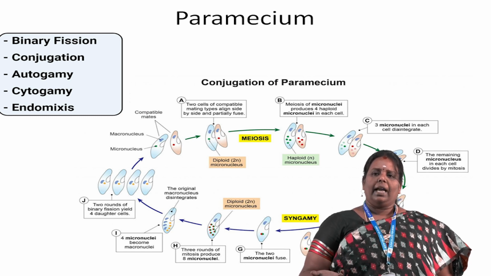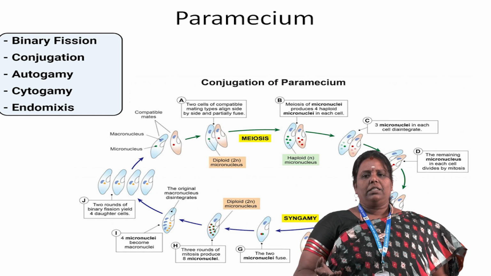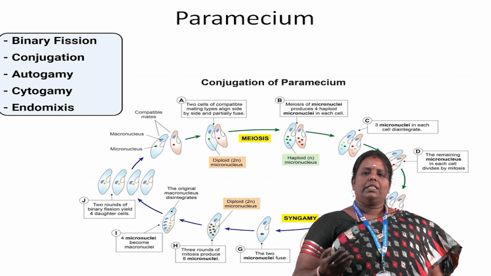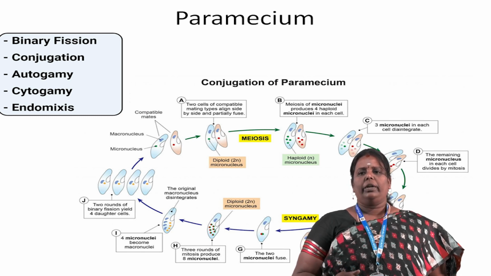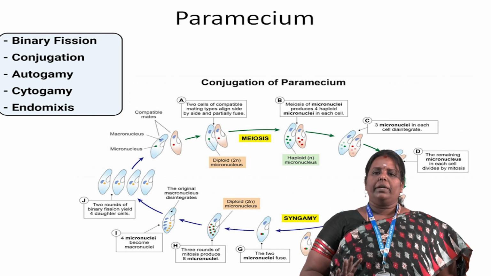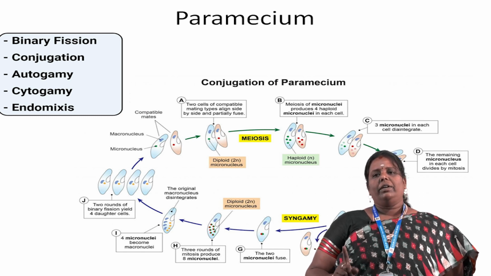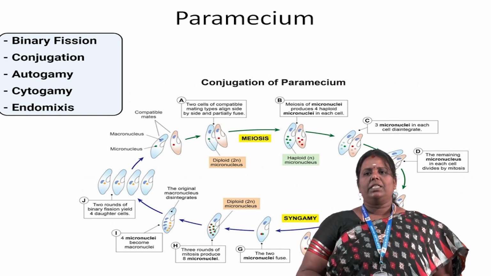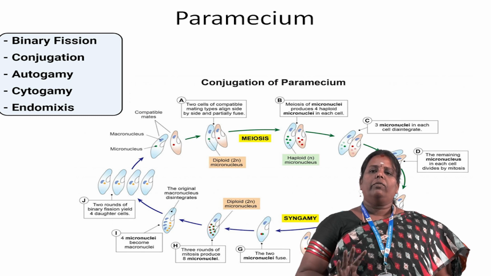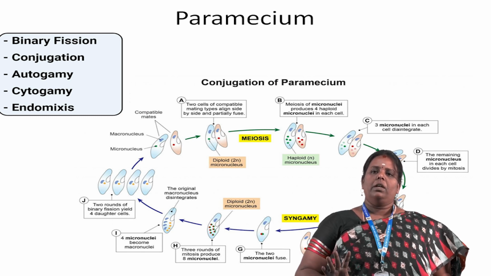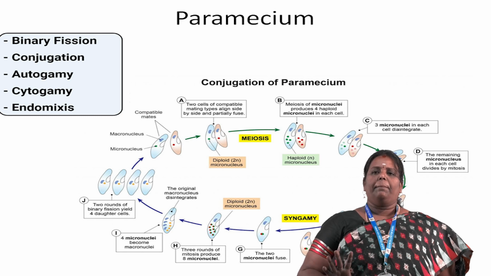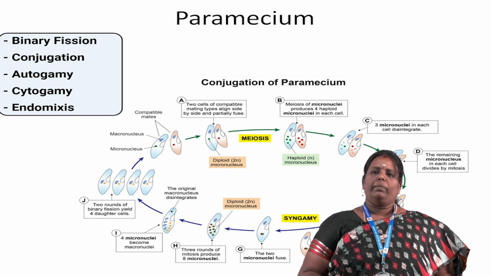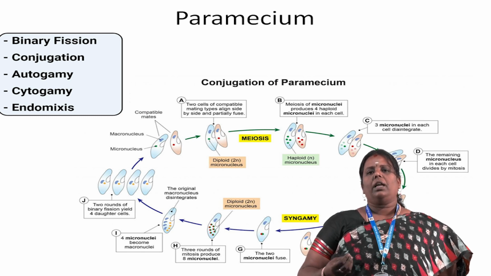Next it goes to syngamy. Next, the upper two micronuclei undergo a third round of division, with disintegration of the nucleus and formation of four micronuclei. The four nuclei form four Paramecia. You have to note four Paramecia. During disintegration of the nucleus, four nuclei are formed, and four daughter Paramecia are formed. After that they complete the conjugations: autogamy, cytogamy and endomixis, the forms of sexual reproduction.